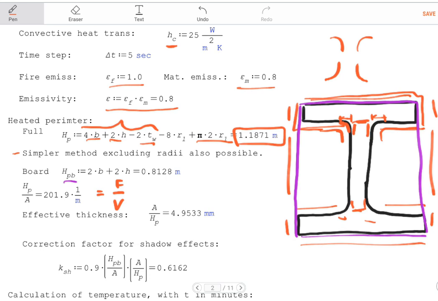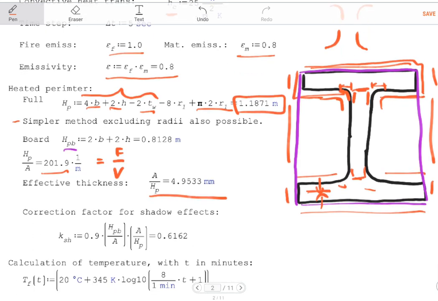But once we've got that value, the 201.9 per meter is not a very easy value to look at and understand. But if you convert it, you just take the inverse of that, you end up with a value of almost 5 millimeters. And you can think of that as effective thickness. That's saying this column, the heat roughly has to penetrate about 5 millimeters from every surface. So you could think of 5 mils from the one direction, 5 mils from the other. So it's saying, on average, the plate is 10 mils thick and heated from both sides, or 5 mils thick and heated from one side. And it's a more useful way to understand the HP over A value.